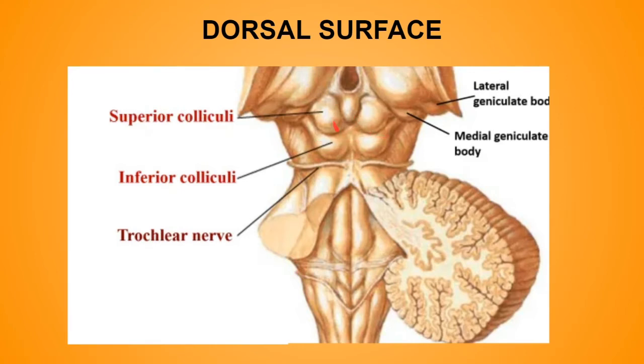Now the vertical limb of the sulcus, when traced above, forms a surface depression which lodges the pineal body, and when traced below, it becomes continuous with the frenulum veli. Now what is the frenulum veli?